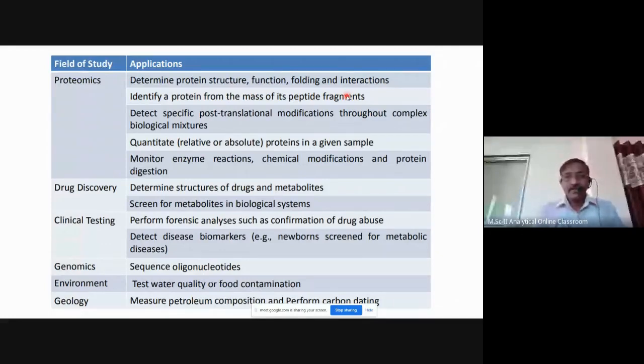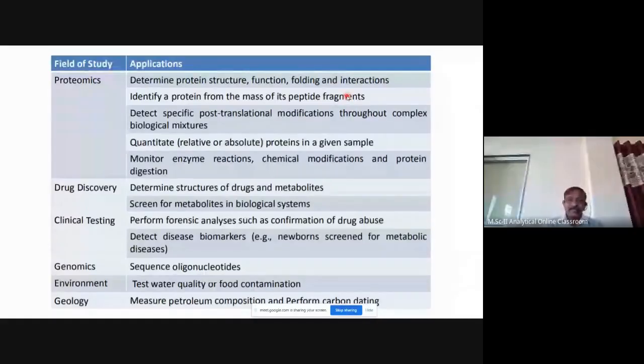Then it can give quantitative analysis of proteins, or the exact weight of proteins can be determined here. Then it can monitor enzyme reactions, as well as modify reactions for protein synthesis or digestion. So on that basis they can carry out a number of modifications, and chemical reactions also take place, as we have already observed in fragmentation.